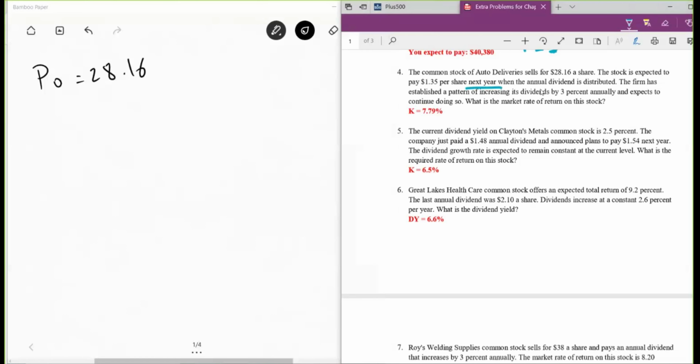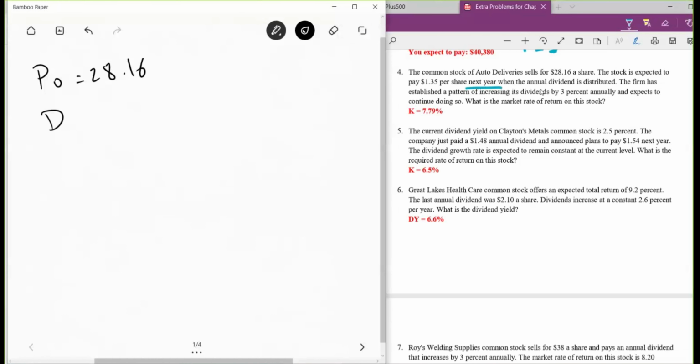So here, because I have next year, this is D1, 1.35. The firm has established a pattern of increasing dividends by 3% annually. The growth rate is 3%. And here I need to compute the market rate of return R.